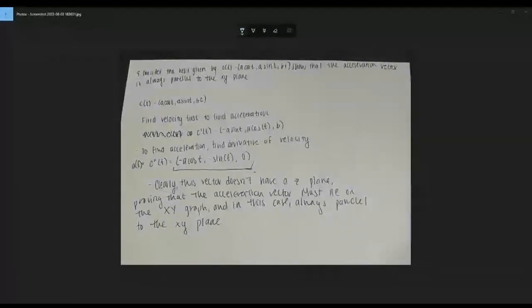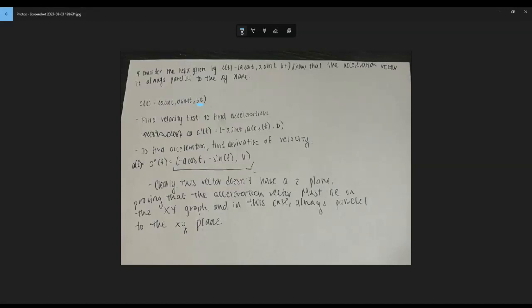So I chose 4.1.9, and this asks, consider the helix given by c(t) equals a cosine t, a sine t, and bt. Show that the acceleration vector is always parallel to the xy plane. So for the third component, it's a constant. So first, to find the acceleration, we have to find the velocity first.